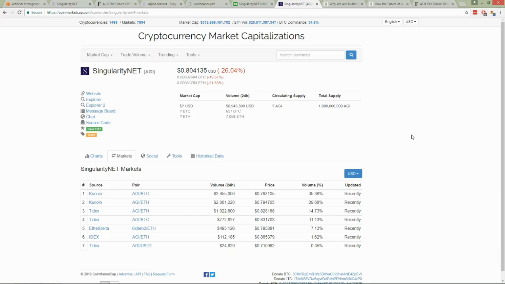What could the price be by the end of the year? Your guess is as good as mine. Anybody that tells you they know exactly what any crypto price is going to be by the end of the year, they're flat out lying to you. But I see this as something that you could buy and hold as a long-term investment.